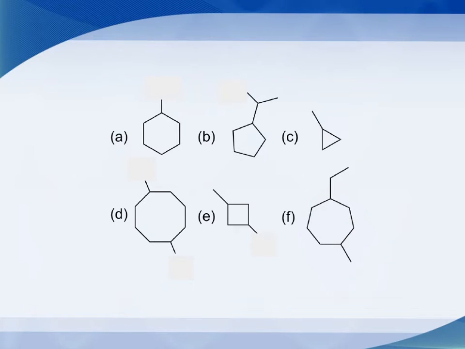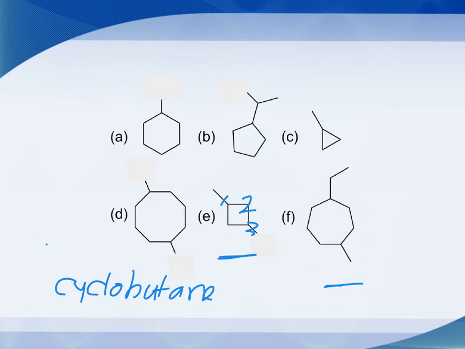Here are some additional examples you can look at. I want to draw our attention to letter E and letter F. In letter E, we have a 4-carbon chain, so that would be a cyclobutane. And we can number it with a 1 over here or on the opposite side. So 1, 2, 3. We would have a 1,3-dimethylcyclobutane. Now, so far, everything we've numbered has been clockwise as opposed to counterclockwise.